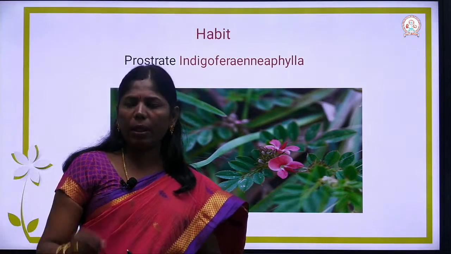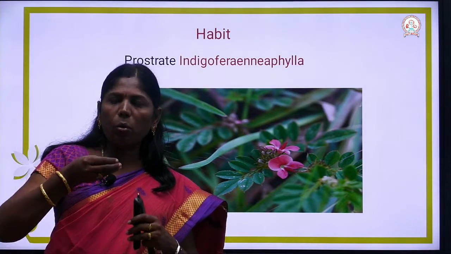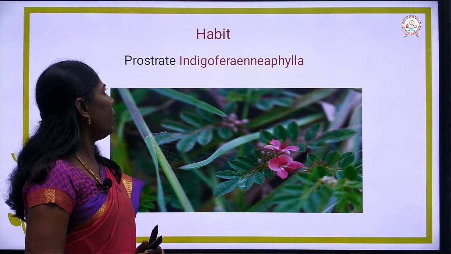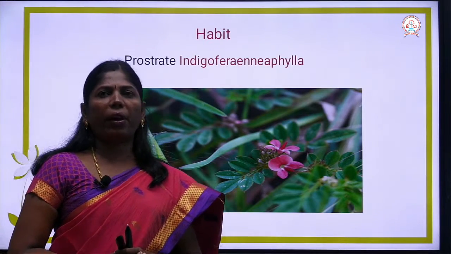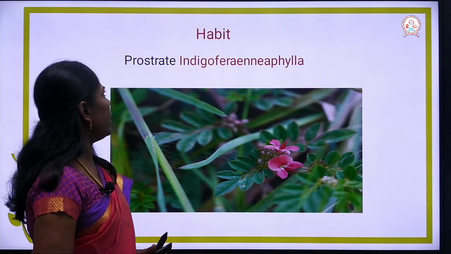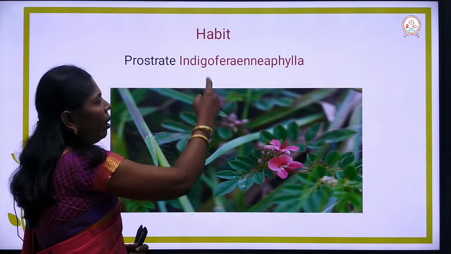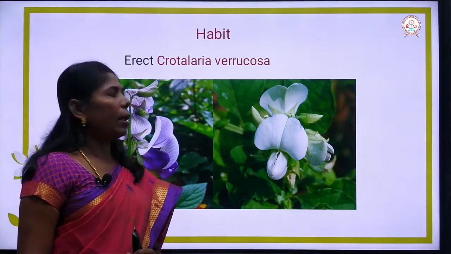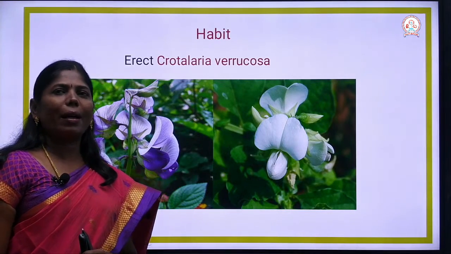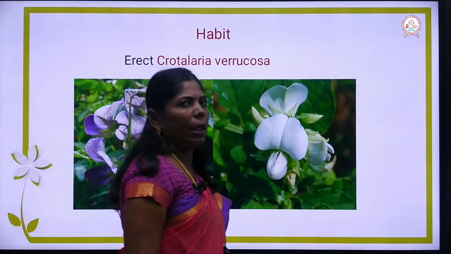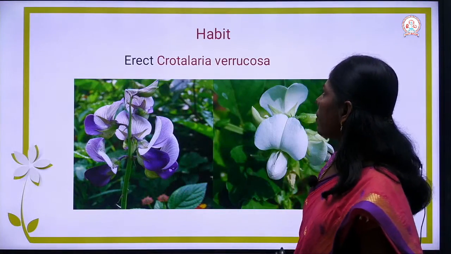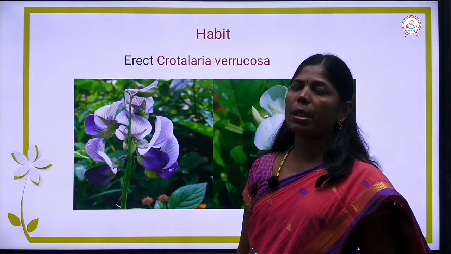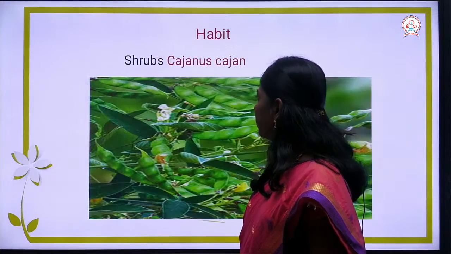Prostrate plants are very small, with a somewhat outgrowth-like form. An example is Indigofera tinctoria, which is the name of the species. The next one is erect. Erect means the plant can stand straight. Crotalaria verrucosa is the example for erect species.